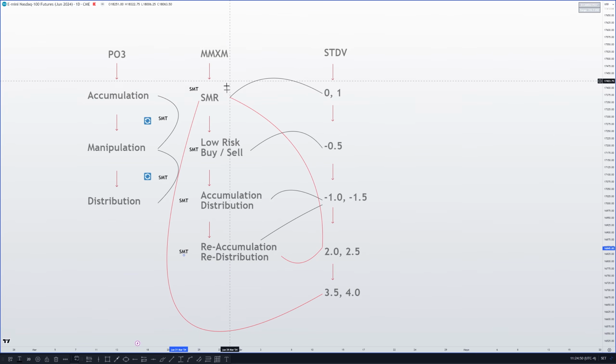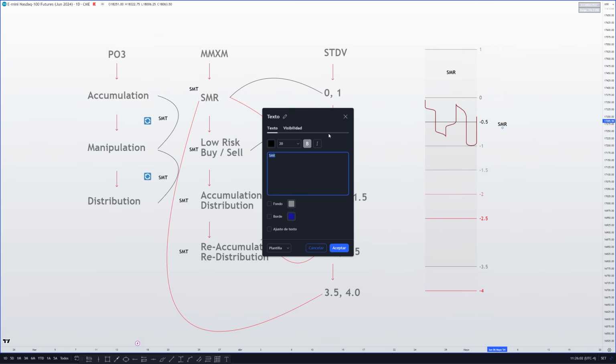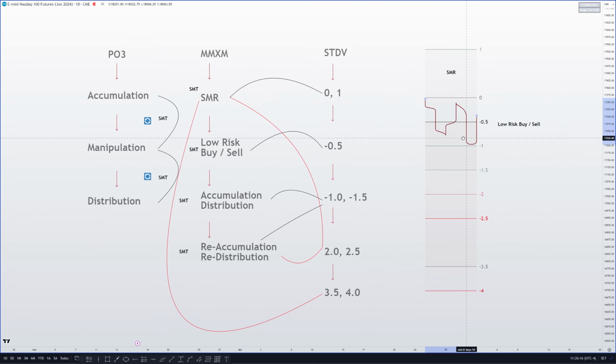So in every stage for the market maker buy or sell model, it's in one specific standard deviation. In here, it's the smart money reversal, in the 1 and 0. Here, in the 0.5, you can find the low risk buy or low risk sell. In the mid, between the 0 and the 1 deviation, at the 0.5 deviation, you can find the low risk buy or low risk sell.